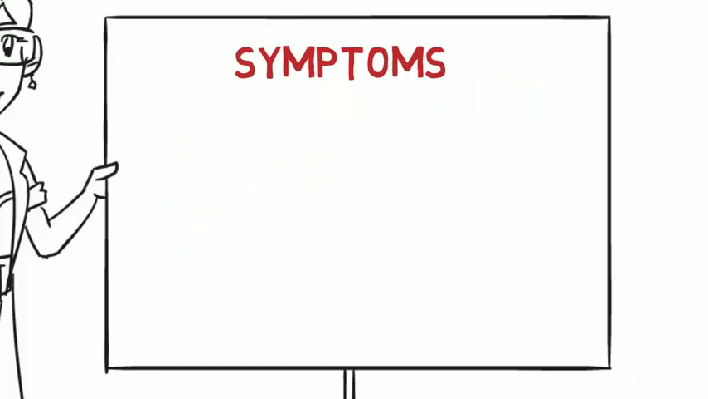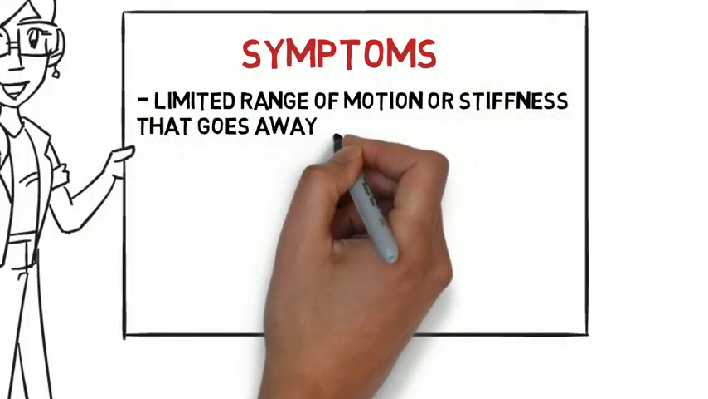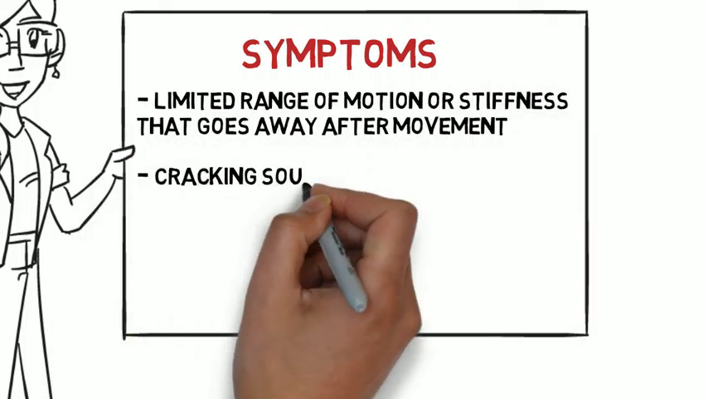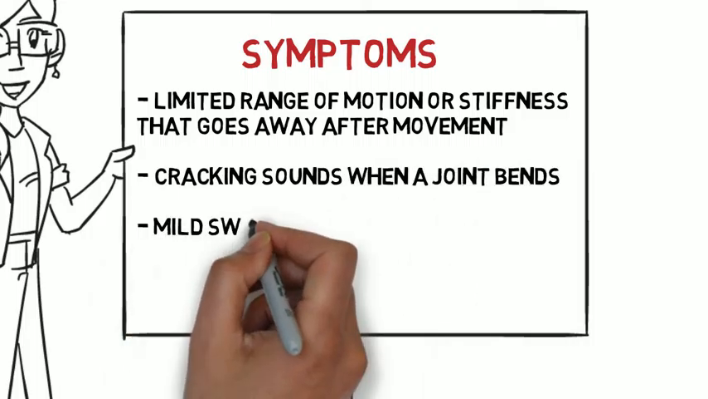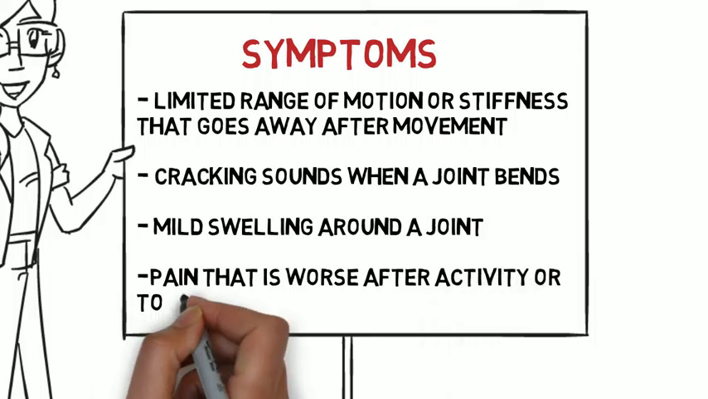Here are some of the symptoms that build over time: limited range of motion, stiffness that goes away after movement, cracking sounds when joints bend, mild swelling around a joint, and pain that is worse after activity or towards the end of the day.